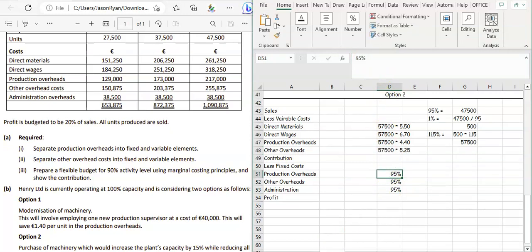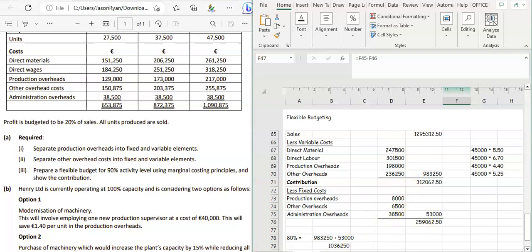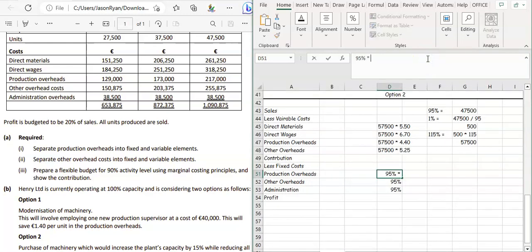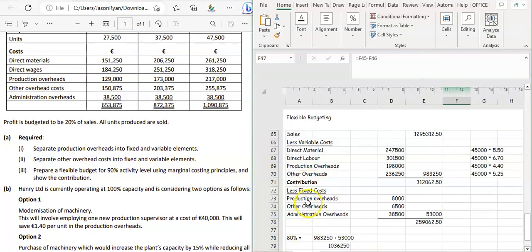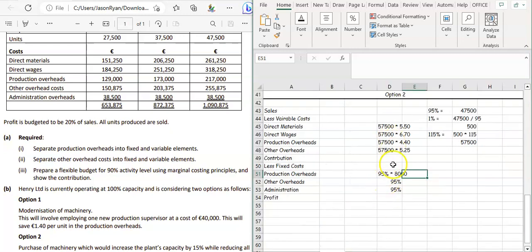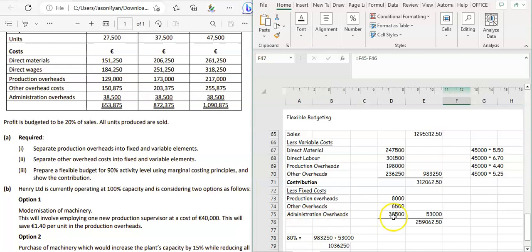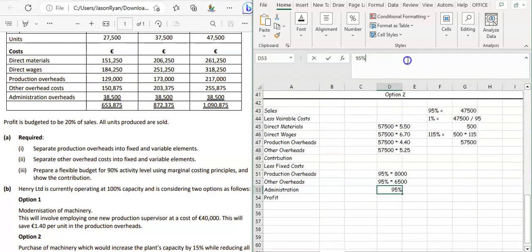Now your fixed overheads. Production overheads are 8,000, so they're going to reduce by 5%, so it's 95%, multiply that by 8,000. Other overheads, 6,500, are reduced by 5% as well. And then your administration is going to be 38,500. Now I'm multiplying, but there are different ways that you can calculate these. I multiply by 95%. You could take the 8,000, multiply by 5%, and take that figure away from the 8,000. Whichever way you calculate your percentages, you can do it that way.